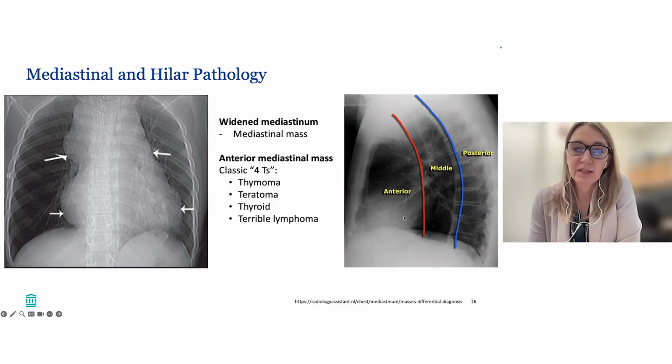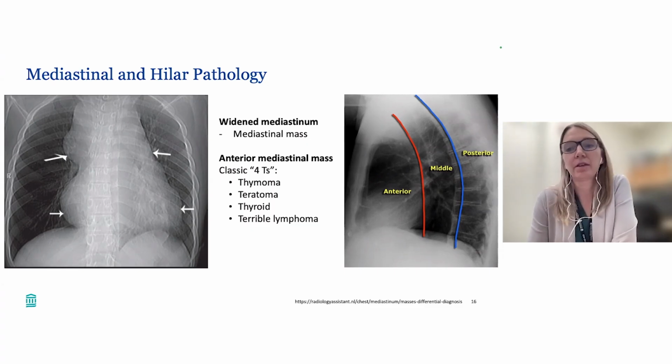This lateral view is not from the same patient, but is included to show how the lateral view can help differentiate the location of a mediastinal mass into anterior, middle, or posterior mediastinum. And just a reminder of the classic 4 T's of anterior mediastinal masses: thymoma, teratoma, thyroid, or terrible lymphoma.